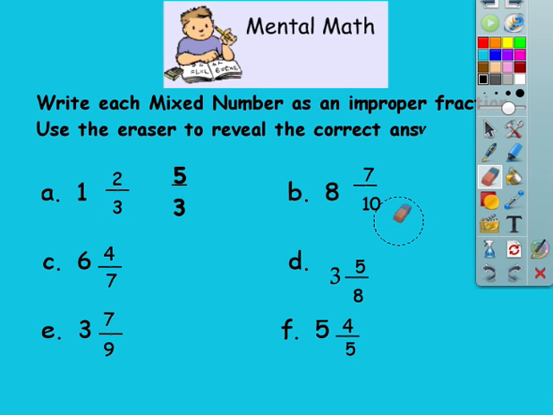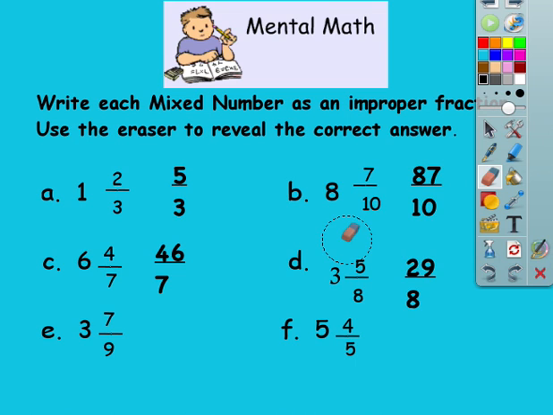Looking at the next one, it is going to be 87 tenths. 10 times 8 is 80, plus 7 is 87, and our denominator of 10 just stays the same. See, we have 46 sevenths. 6 times 7 is 42. 42 plus 4 is 46. Denominator stays the same.